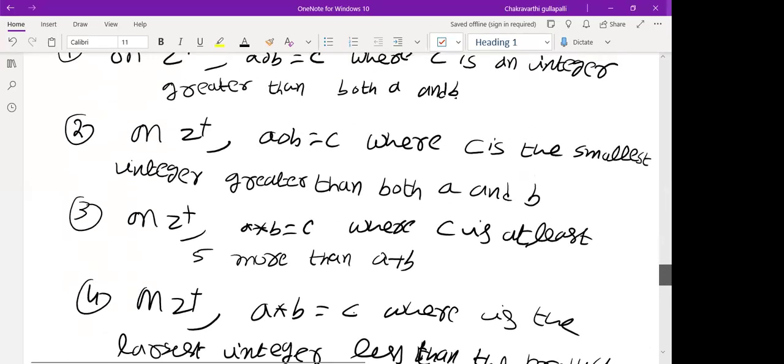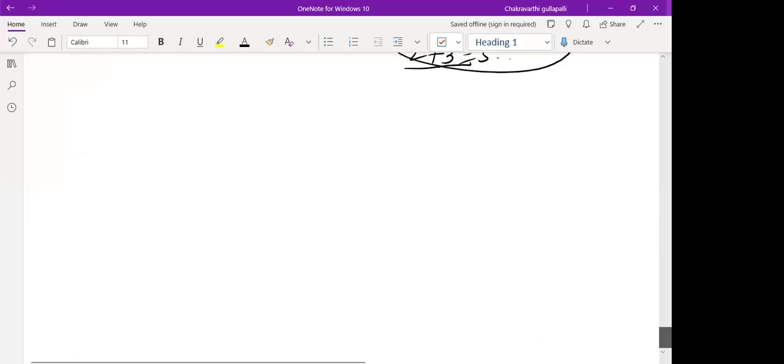What is the difference? Same A circle B is C, where C is the smallest integer greater than both A and B. Here you are given that it is simply the integer greater than both A and B. The only difference is that the word "greater than" is important. So let us see. Emma, is it clear? Why is it not binary? Hopefully all of you have followed.